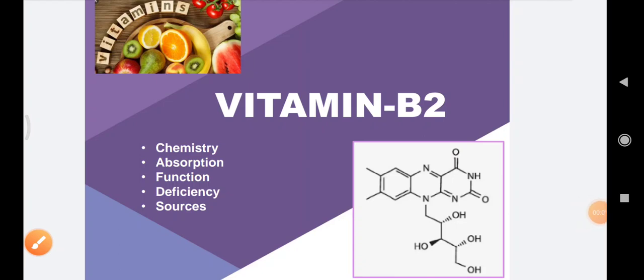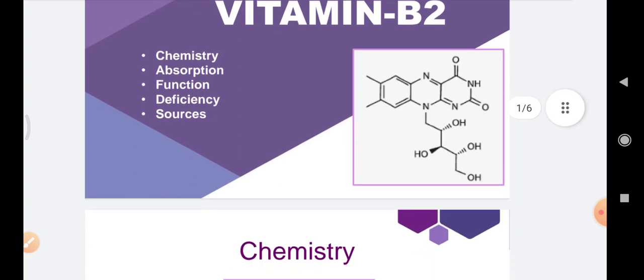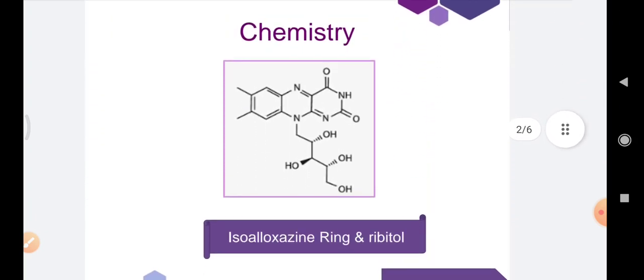Today's topic for discussion is vitamin B2. In this lecture, we will discuss the chemistry, absorption, function, deficiency, and the sources of vitamin B2. So, vitamin B2 is also known as riboflavin.